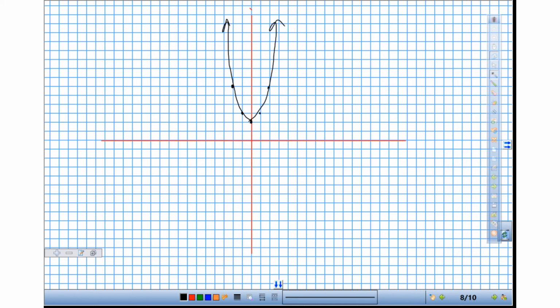And so when we graph it, we want to make sure we give it some symmetry there. And we have a U shape here. This is called a parabola. It is a quadratic function. Okay, so this is called a parabola. The shape is a parabola. And it's important that you understand that that's the name of it and that it is a U shape.